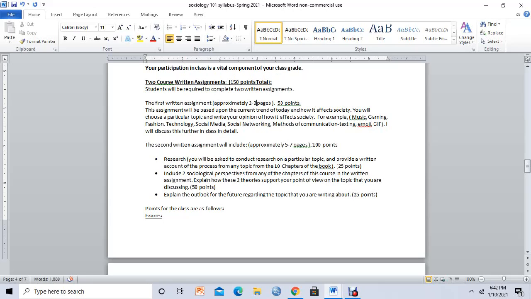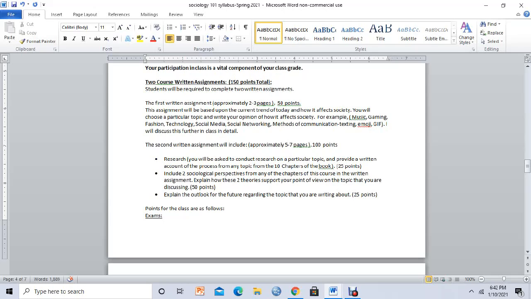I have a whole video on this. I also have it posted up just to give you a heads up because we're only discussing the syllabus and there's a date when it's due. It's worth 50 points. I give you all a little break, 2 to 3 pages, not 4 to 5. The assignment is based upon the current trends of today and how they affect society. So we're talking about what's going on today. You would choose a particular topic and write your opinion of how it affects society.